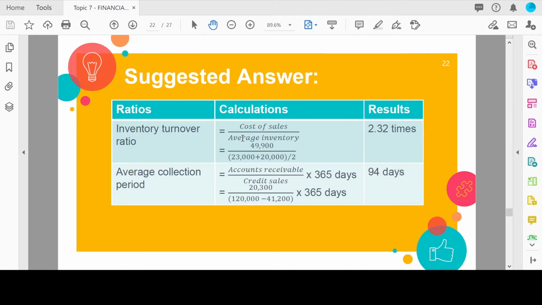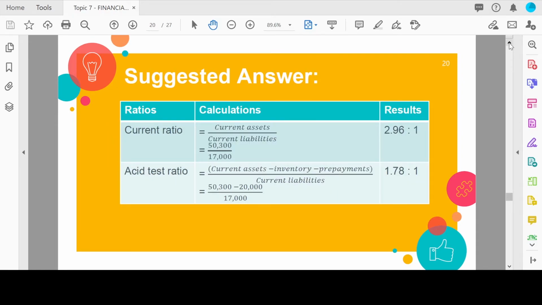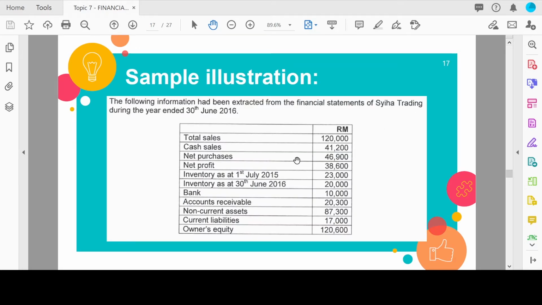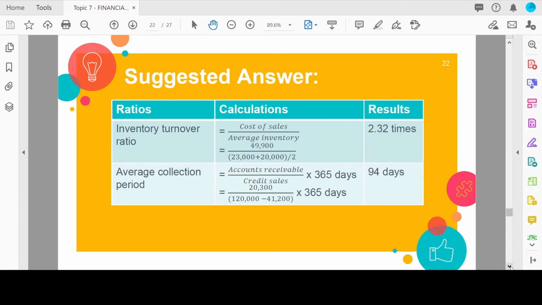So the average collection period formula is accounts receivable divided by credit sales times 365 days. So how much is the credit sales? So far we are using only the total sales, which is 120,000. But how much is credit sales? Is it given? No. What we have here is only total sales and cash sales. Using these two, we are going to calculate credit sales. Total sales minus cash sales equals credit sales.